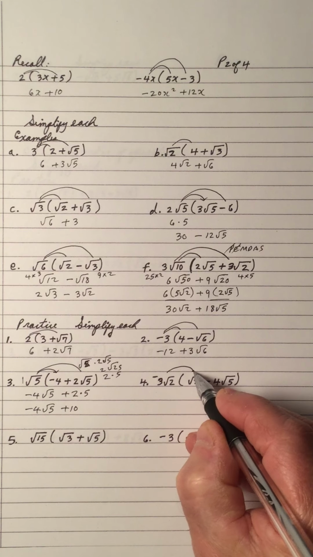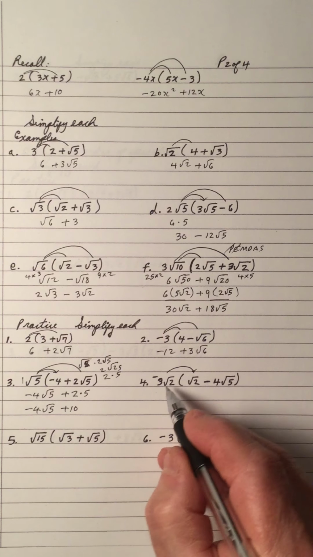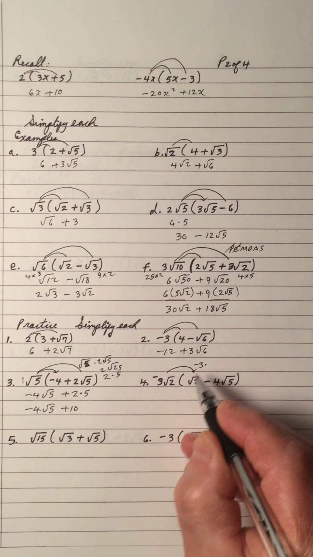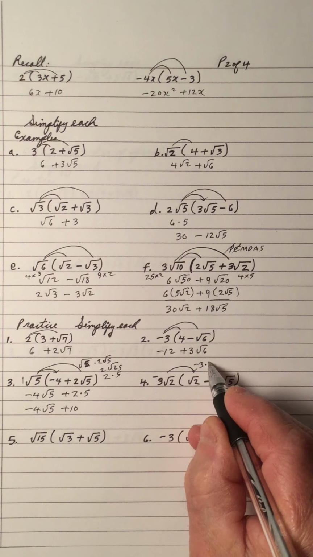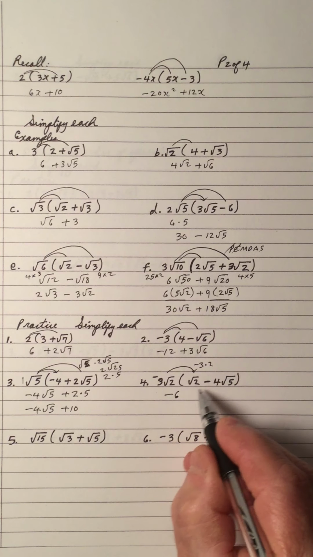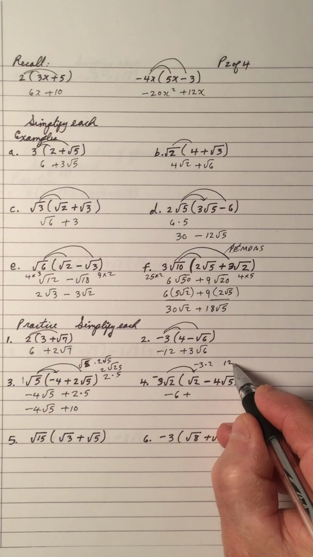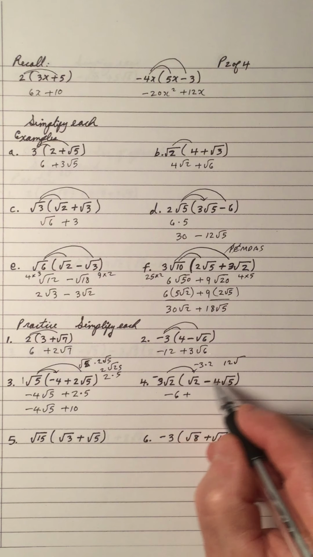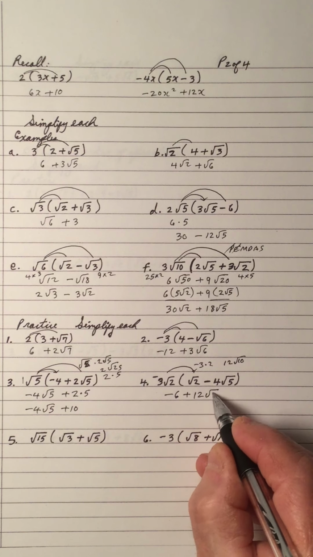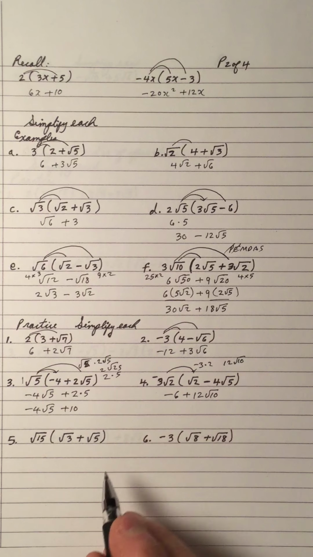And here we go again. Negative 3 root 2 times root 2. Well, let's see. Negative 3 times 1 is negative 3. Root 2 times root 2 is 2, so that's a negative 6. Negative times a negative is a positive, and 3 times 4 is 12. And root 2 times root 5 is root 10. So that's a 12 root 10. And root 10 can't simplify any further, so there's the final answer.